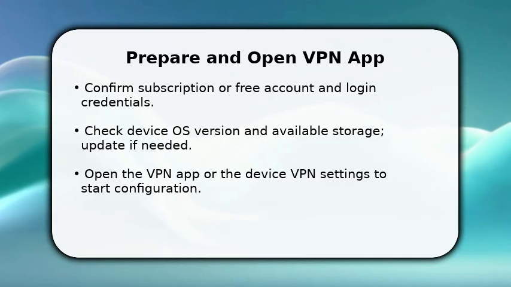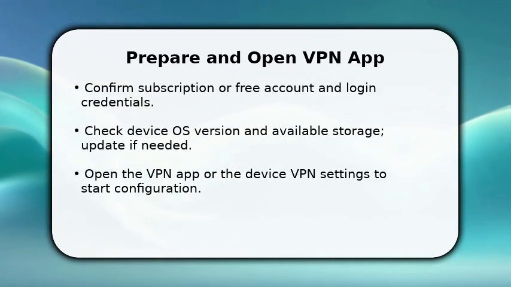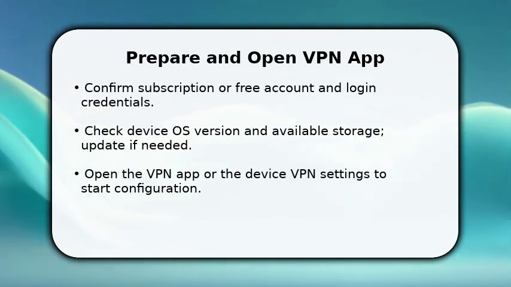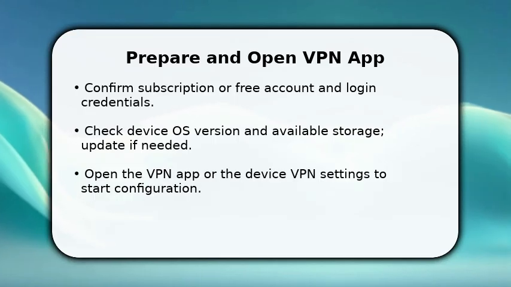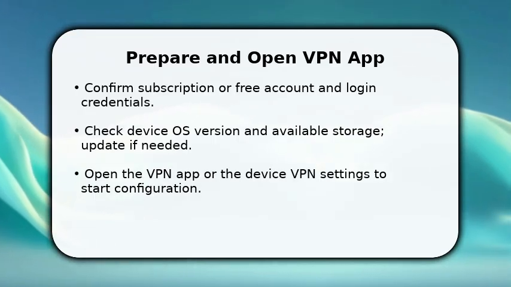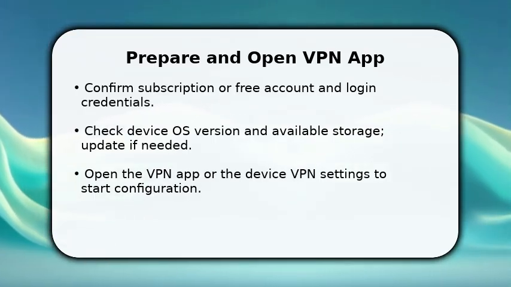Open the VPN app or the system VPN settings now. You'll be prompted to grant permissions or install a profile. Allow these because the VPN needs them to create a secure tunnel. If prompted, choose the connection protocol or leave default for easiest setup.